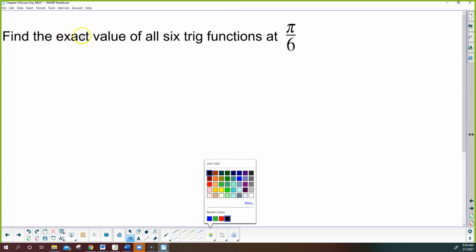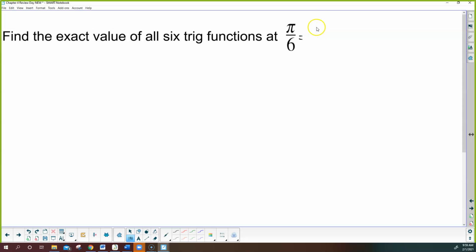All right, find the exact value of all 6 trig functions at pi over 6. Now, first thing I'm thinking of is, wait a minute, okay, pi over 6, what is that in degrees? Well, remember, pi is the same as 180. So in my head, I'm thinking, well, 180 divided into 6 equal chunks is 30 degrees. So this is the same as 30 degrees.